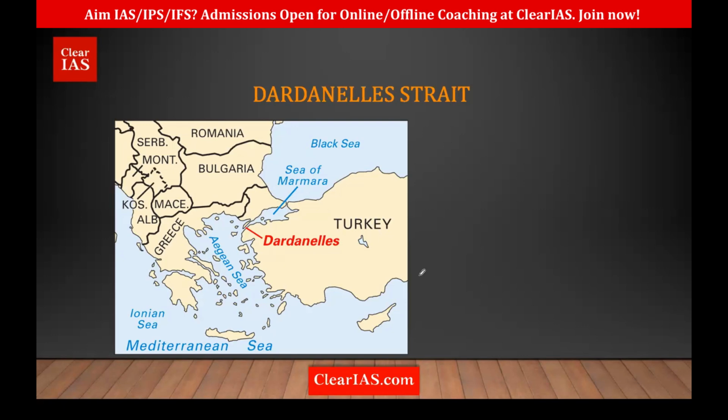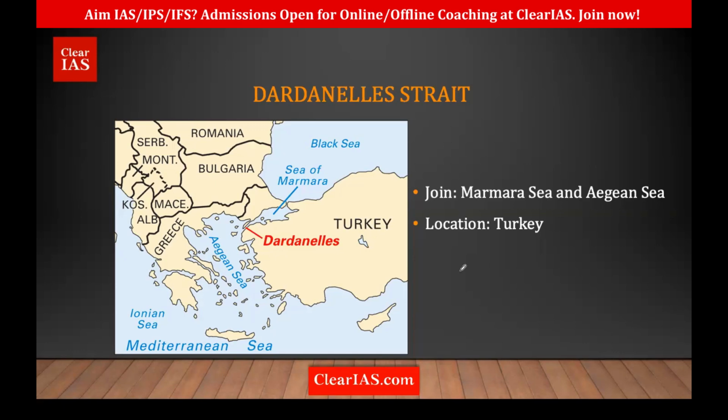So the Dardanelles Strait joins the Marmara Sea and the Aegean Sea, and it is also located within Turkey. You can see the land boundary of Turkey here. This whole thing is Turkey. So both the Bosphorus Strait and the Dardanelles Strait are within Turkey. Clear? Just remember it like this: Black Sea, Bosphorus Strait, Sea of Marmara, then the Dardanelles Strait, and then the Aegean Sea. Clear?